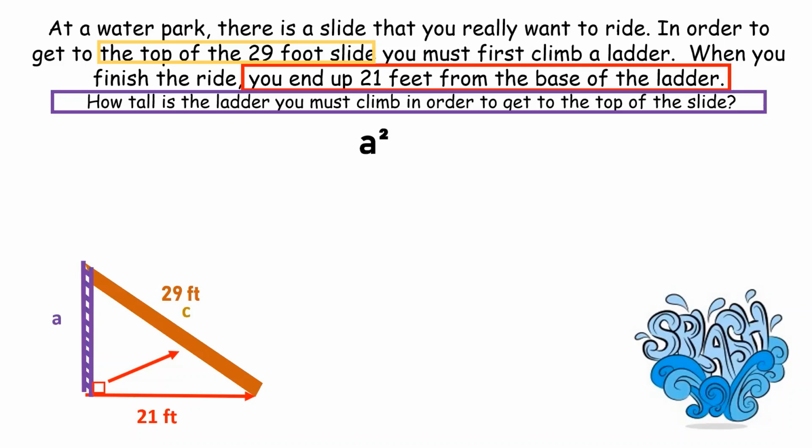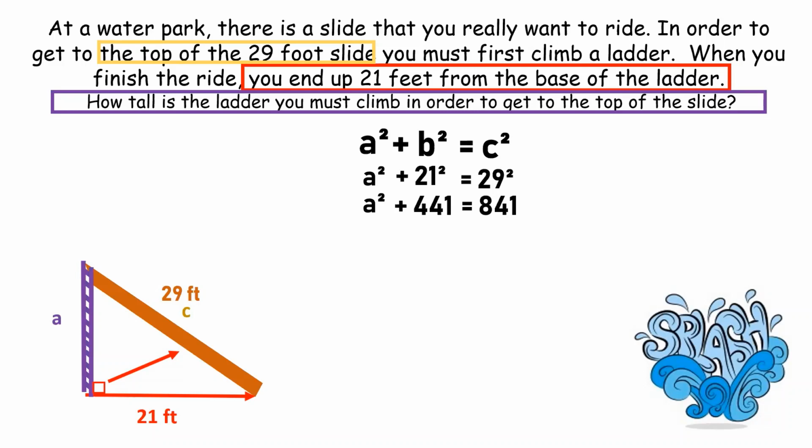I will solve with a squared plus b squared equals c squared, where a is missing and b is 21 squared. And that will equal 29 squared. A squared plus the 21 squared, which is 441, will equal 29 squared, which is 841. I will solve this as a one-step equation where I subtract 441 from both sides of the equation. 441 minus 441, zero pairs.